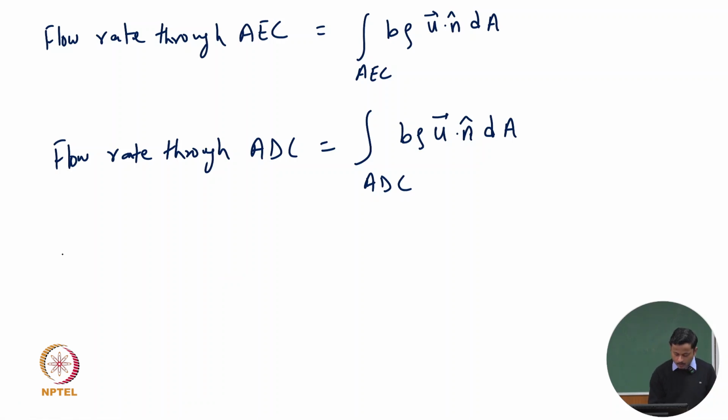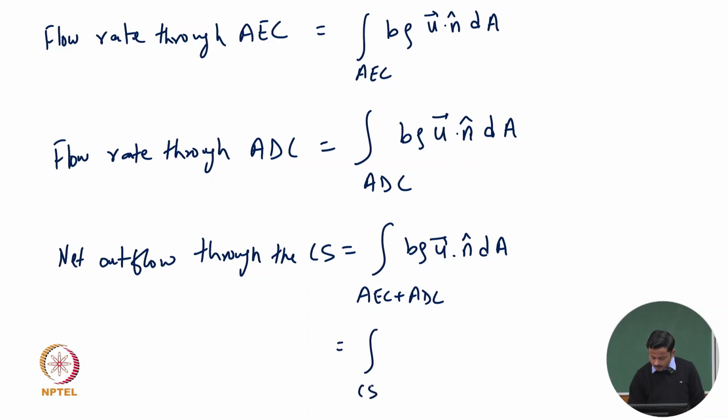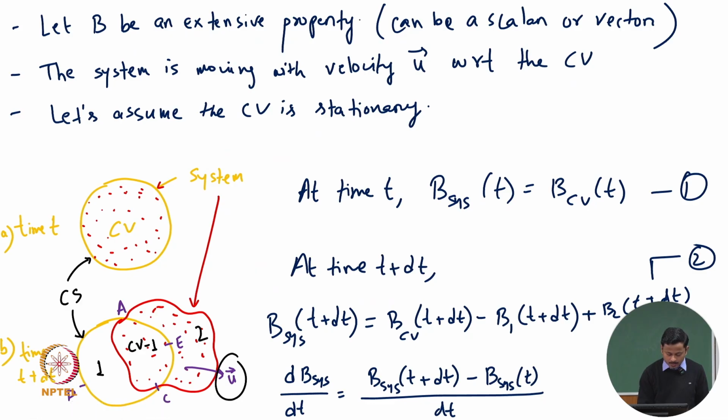So now net outflow, so this vector dot product will take care of the directions. So net outflow through the control surface is equal to the integral over AEC plus ADC of B rho u dot n cap dA. So AEC plus ADC is the control surface. If I again go back to the diagram, AEC plus ADC is the control surface.